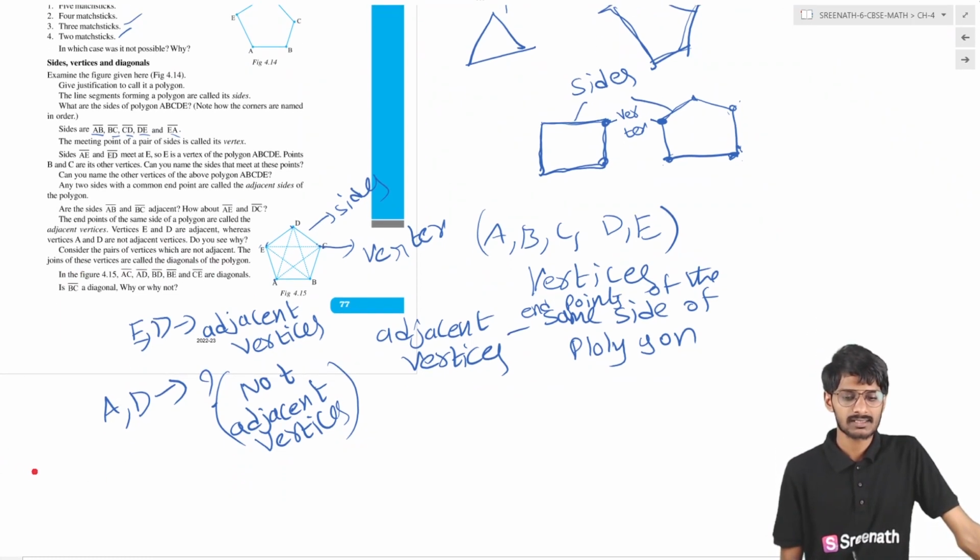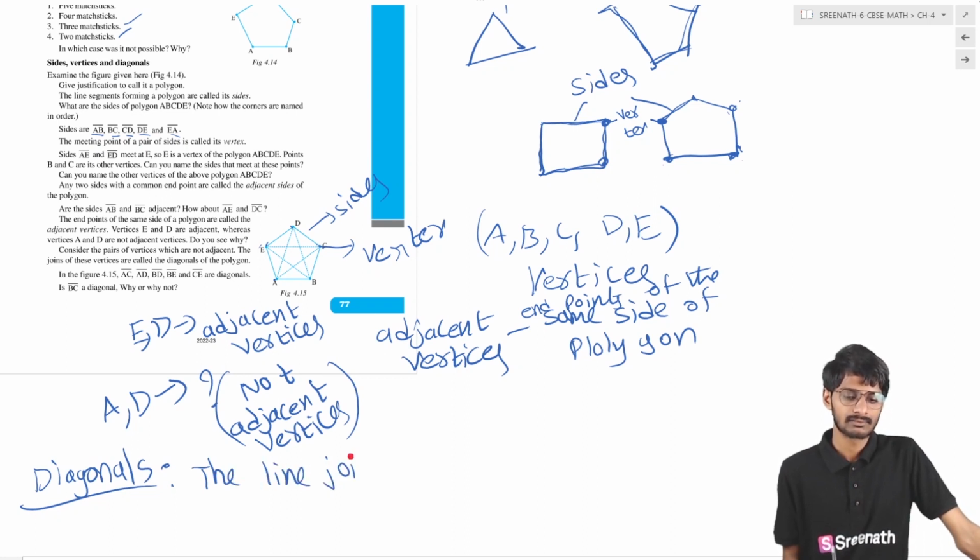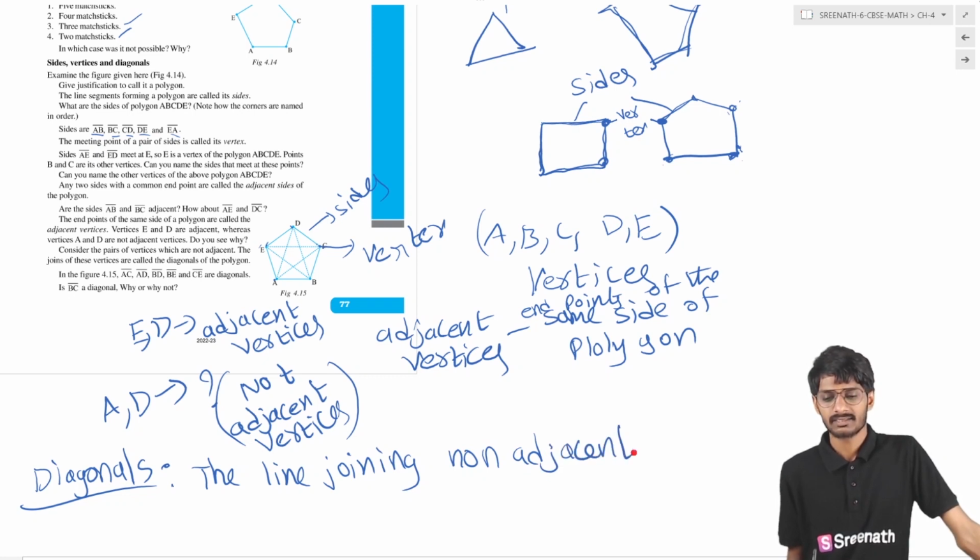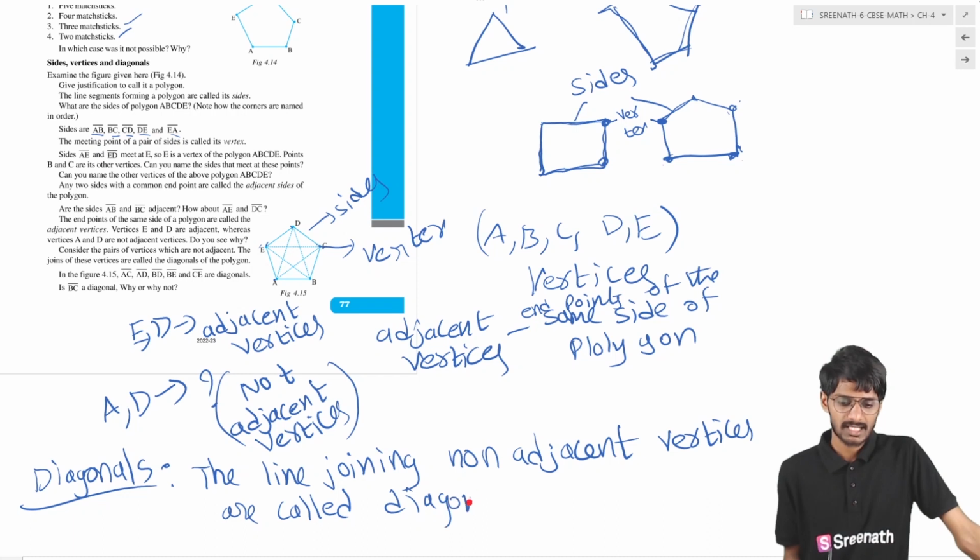So what are diagonals, students? The line joining non-adjacent vertices are called diagonals. So in the given example, what are diagonals? AD is a diagonal. Why? Because E and D are adjacent, and A and B are also adjacent, but A and D are not adjacent. A and C are also not adjacent. So these two are the diagonals.